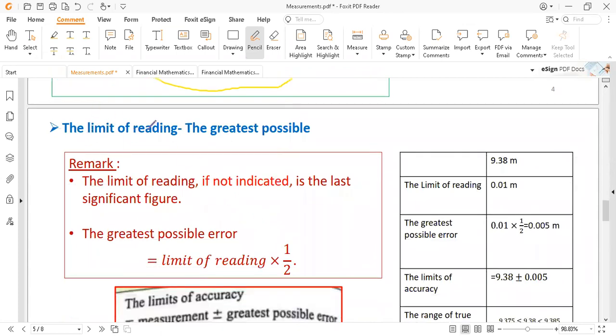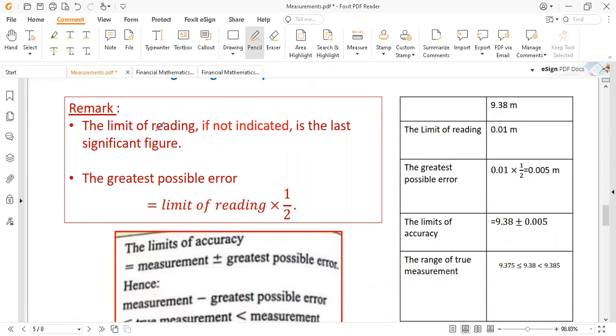What do we mean by the limit of reading or the greatest possible error? Normally, the limit of reading is mostly not indicated. It is the last significant figure, as a definition.